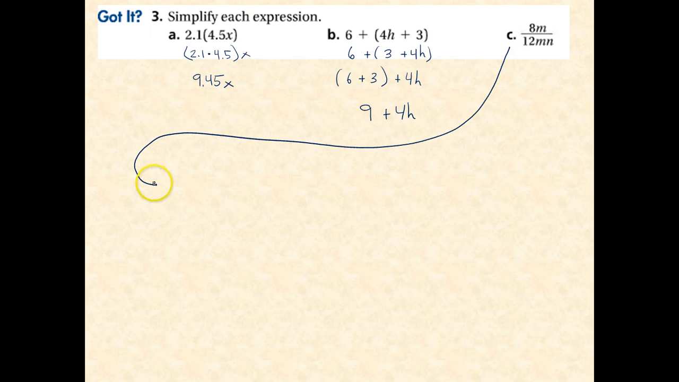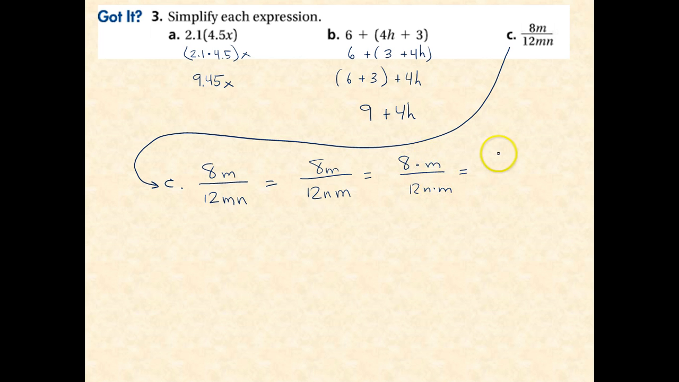Alright, let's see. How can we attack this problem? 8 times m over 12 times m times n. Well, the commutative property says I can switch these two. So 12 times n times m. And then I can use the rule of multiplying fractions to call this 8 times m over 12n times m. I can break it apart into the product of two fractions: 8 over 12n times m over m. M divided by m is 1, so I get 8 over 12n times 1. The identity property of multiplication tells me that that's 8 over 12n.